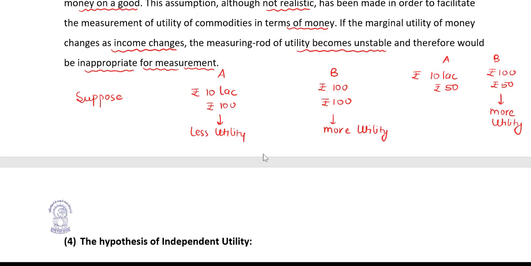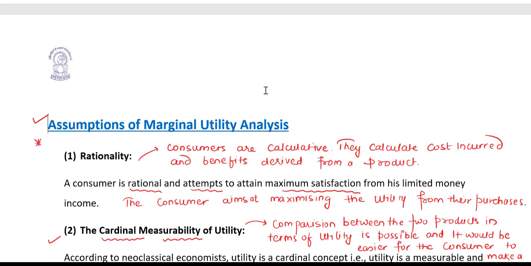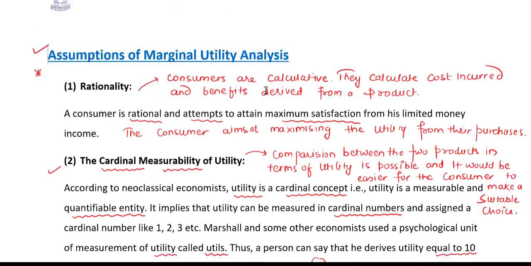So he will receive more utility. But the pain will be less in case of a person who is already having 10 lakhs with him. So less utility. But for proving the theory over here, I told you that marginal utility of money remains constant. This is the assumption taken by Sir Alfred Marshall.